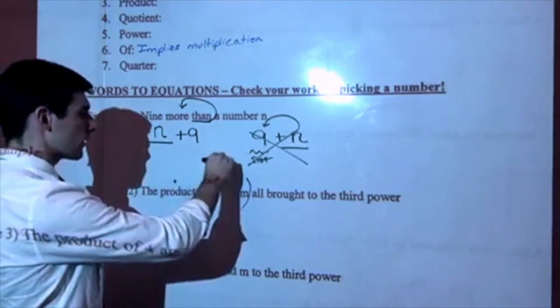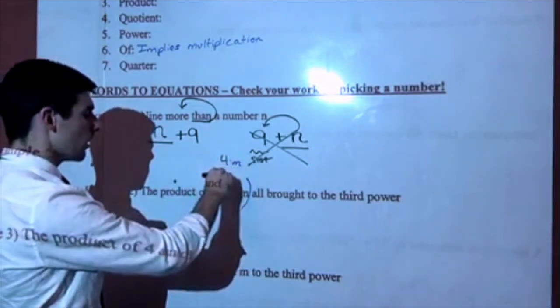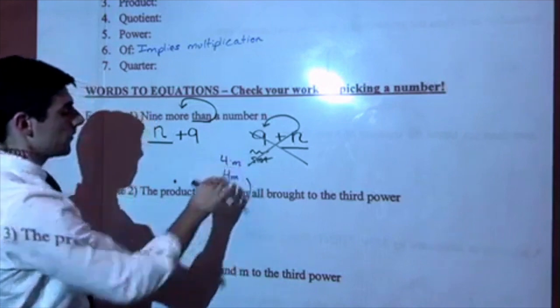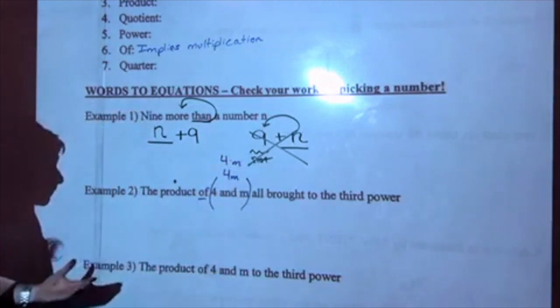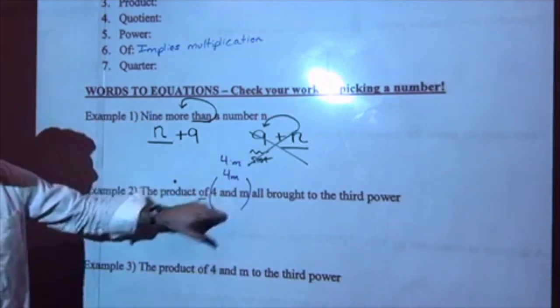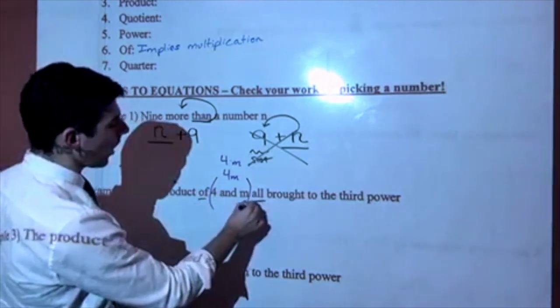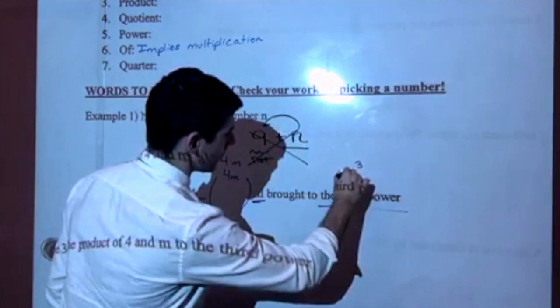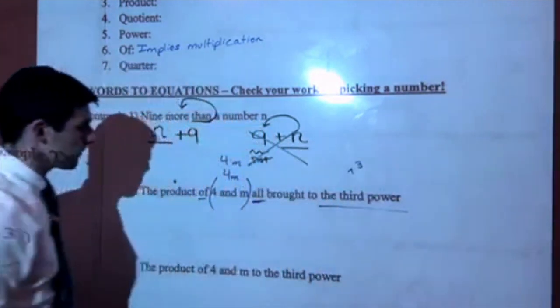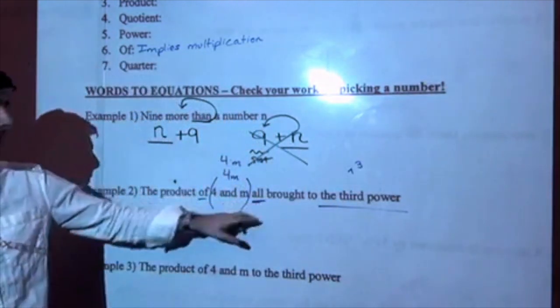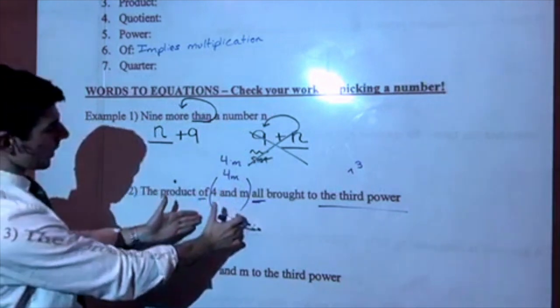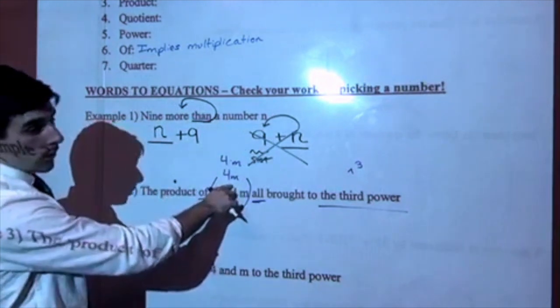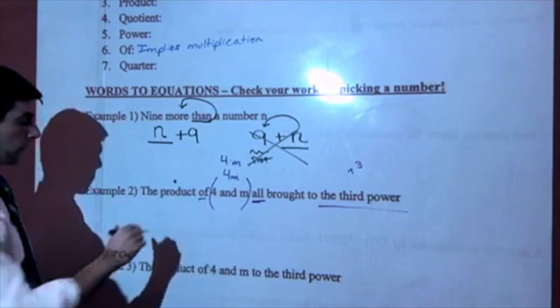If I had 4 times m, well, I don't know the value of m, so I can just keep them together. It's going to be 4m. So the product of 4 and m, now this is really important. It's saying all brought to the third power. So that implies I'm going to raise it to the power of 3. But notice how it said all brought. It's saying I'm taking this entire quantity, which we already established is 4m. I'm raising all of that to the third power.